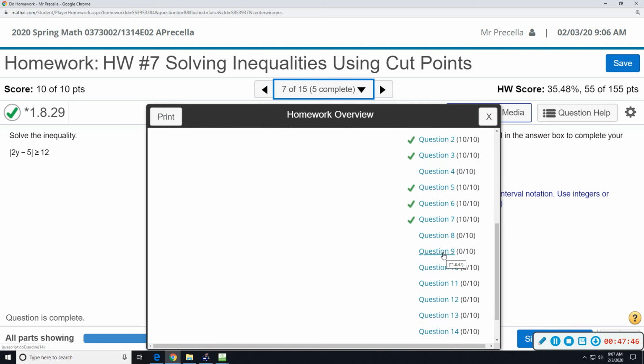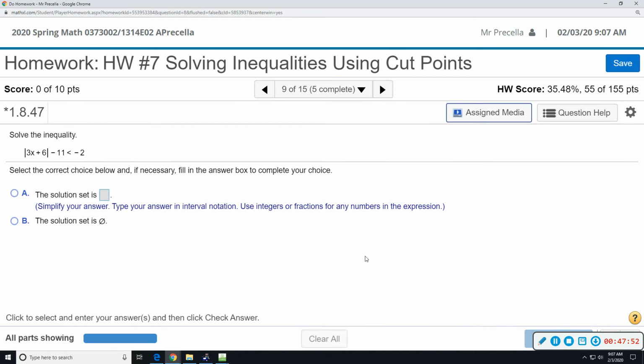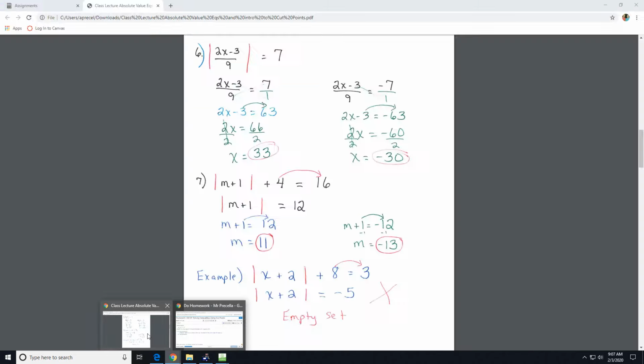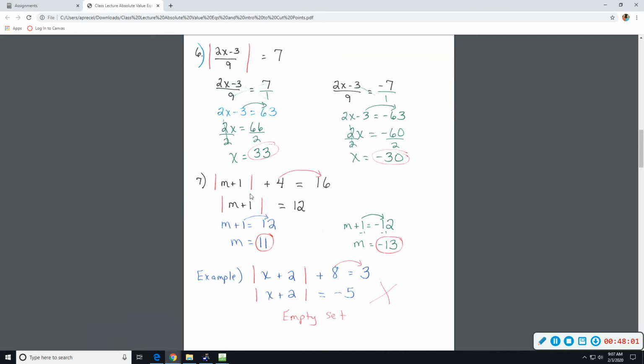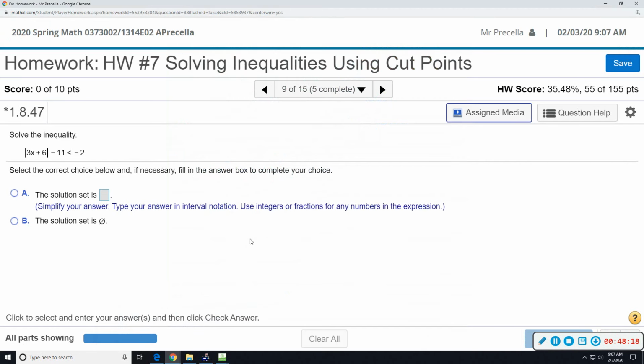Let's try number 9. This is going to require that you remember something that we said the last time when we were solving these absolute value equations. You've got to always isolate those absolute values first. It doesn't matter whether it's an equation or an inequality. The absolute value bars should be isolated before we do anything. So let me look at the problem we're about to do. What am I going to do first on this one? Move that 11. Get that 11 out of the way.